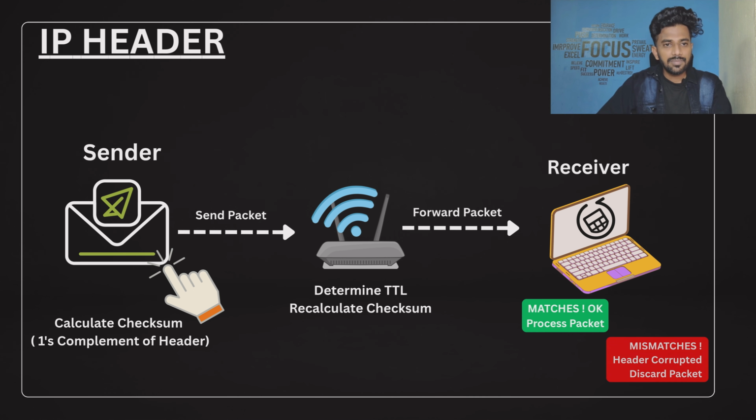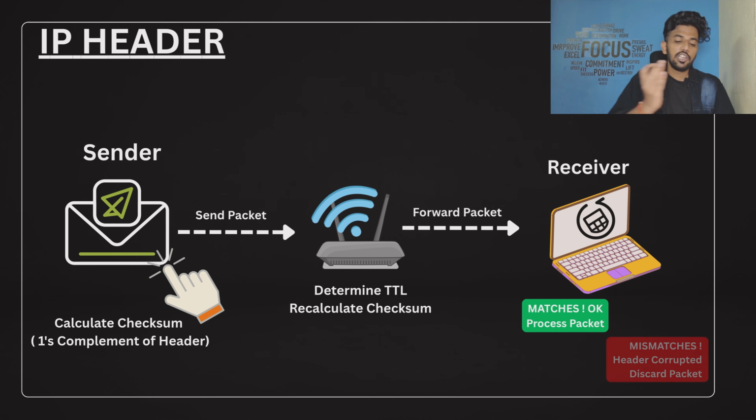Each time a router modifies the header, like decreasing the TTL, we all know that as soon as the packet is received by any router or network device, it decreases the TTL. So it recalculates the checksum to ensure the integrity of the routing information. This is how the checksum works.